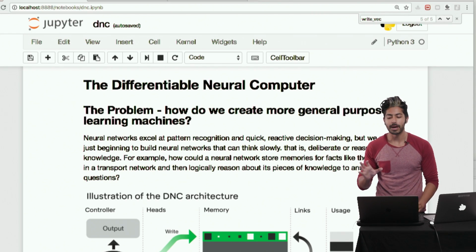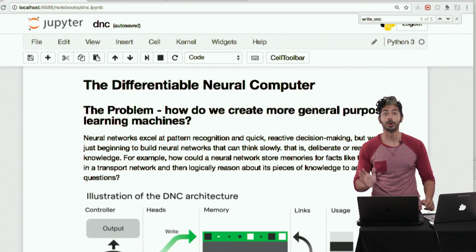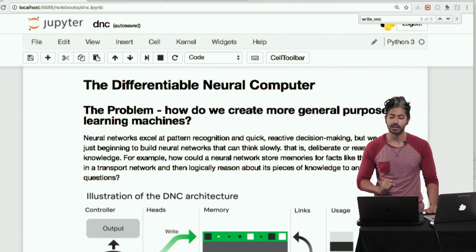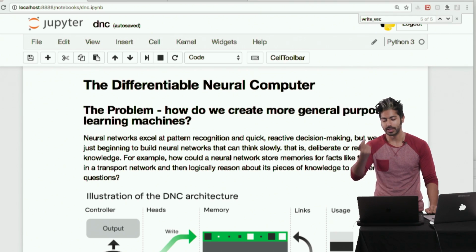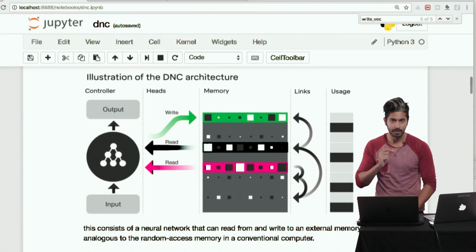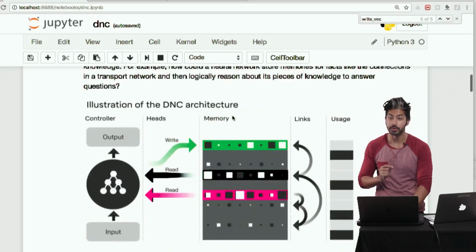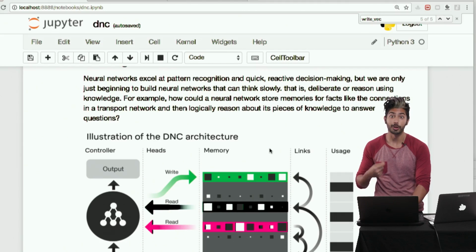But let's talk about the problem here. The problem is, how do we create more general purpose learning machines? That was the problem with which they designed this model, okay? I'm going to show you guys what the demo is for this, and then talk about what other things we could do with this.